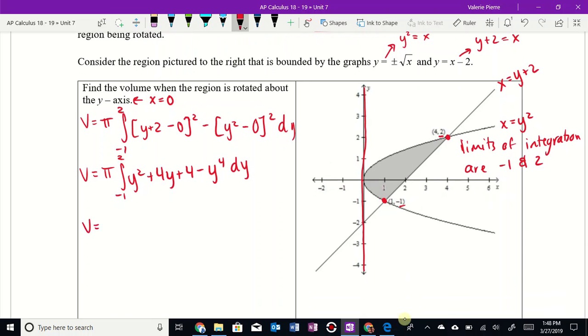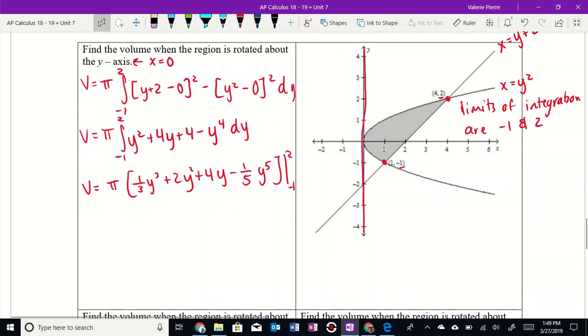So V equals pi times 1/3 y cubed plus 2y squared plus 4y minus 1/5 y to the fifth from -1 to 2. And even though the letters are different, this is the same equation that we looked at on the previous page. So it'll still give us the same value when we put in -1 and the 2. So V is equal to 75 pi.